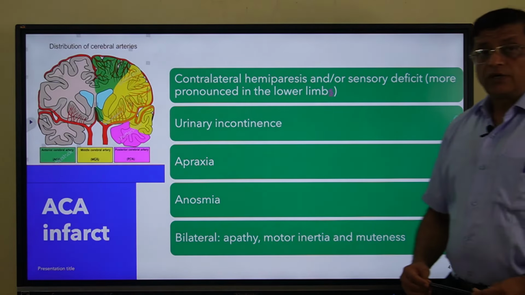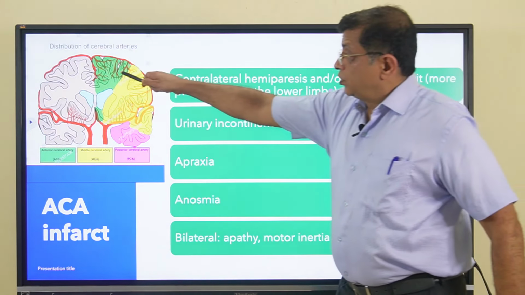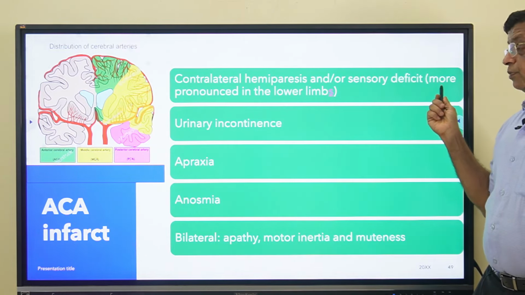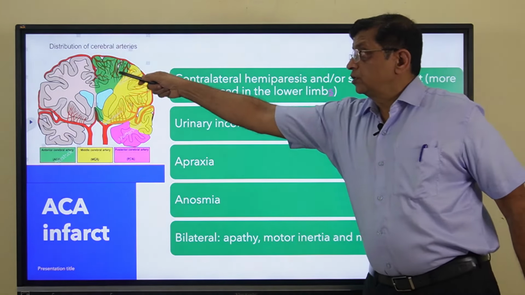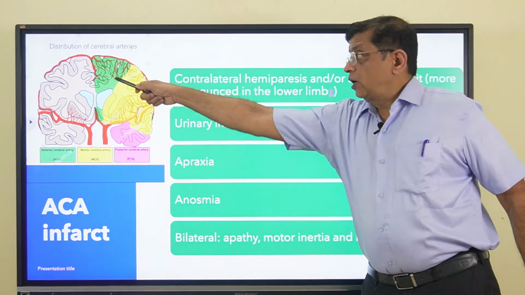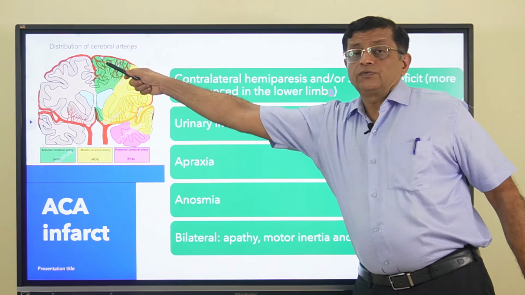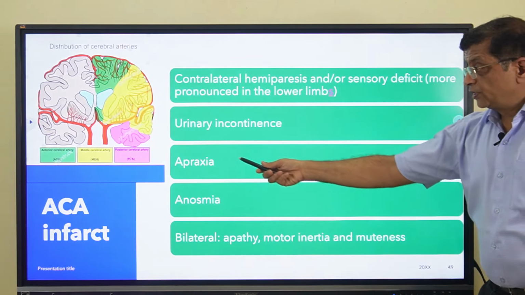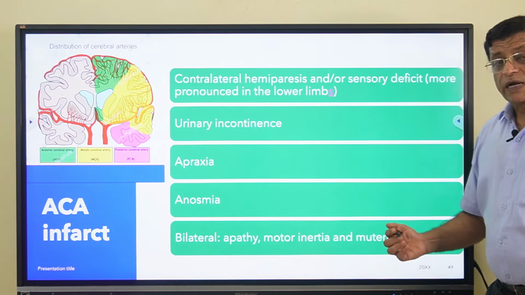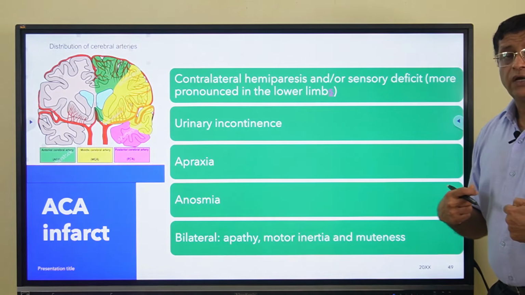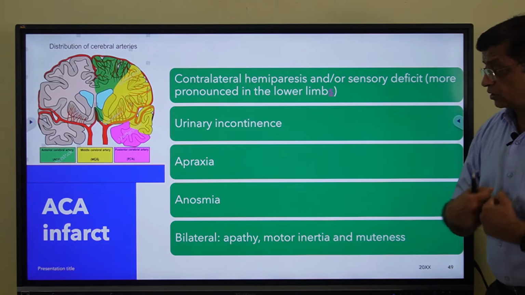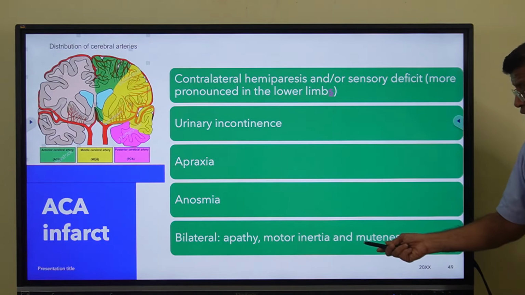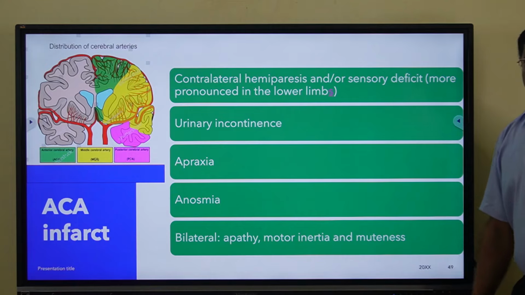The second syndrome is the anterior cerebral artery. Since it involves the top area of the brain, it will have contralateral hemiparesis and sensory deficit, but it will be more pronounced in the lower limbs because the representation is upside down. The upper part of the brain represents the lower limbs. The patient may have urinary incontinence. The patient may have apraxia. Apraxia is difficulty in doing certain tasks, like donning a shirt. Anosmia, loss of smell, and if it is bilateral, the patient will be either mute or will have inertia or apathy.